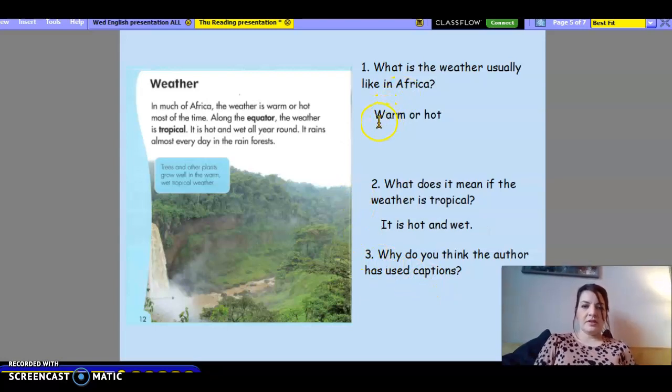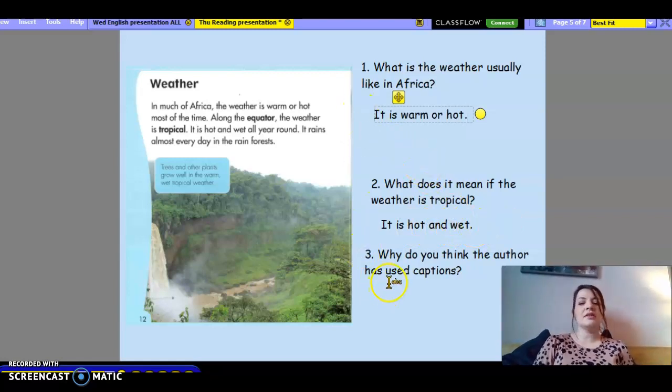We didn't really make that first one a sentence. Should we change that and just make it into a sentence? It, with a capital letter, Mrs. Halligan. It is warm or hot, full stop. What is the weather usually like in Africa? It is warm or hot. What does it mean if the weather is tropical? It is hot and wet.